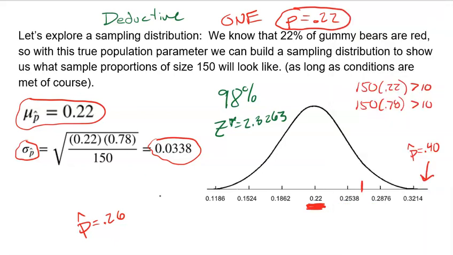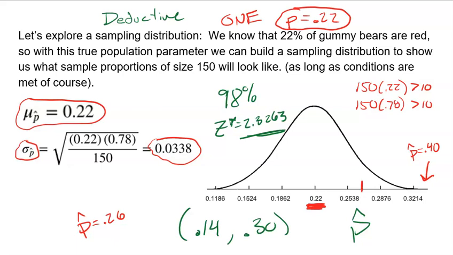So the idea is that I could build an interval. A normal sample is anywhere in between 14% and 30%. Anything outside of that would be significantly low. So I'm 98% confident because 98% of samples are between negative and positive 2.3263 standard deviations. I'm 98% confident that if you were to get a sample of gummy bears, the proportion that are red is somewhere between 14 and 30%. That would be normal. Okay.